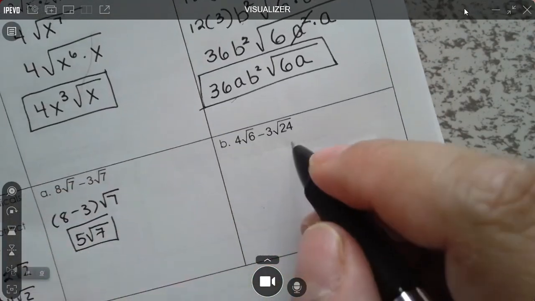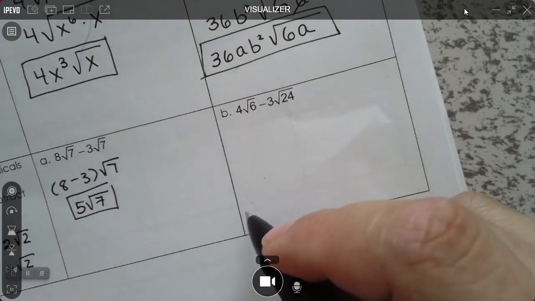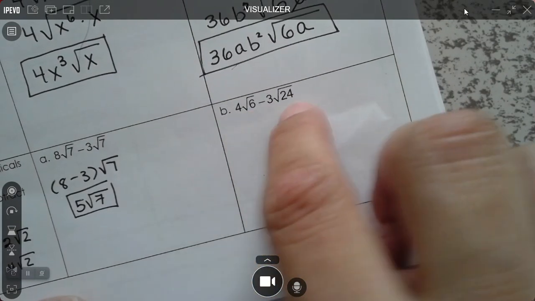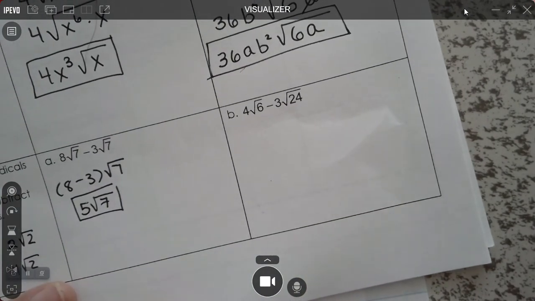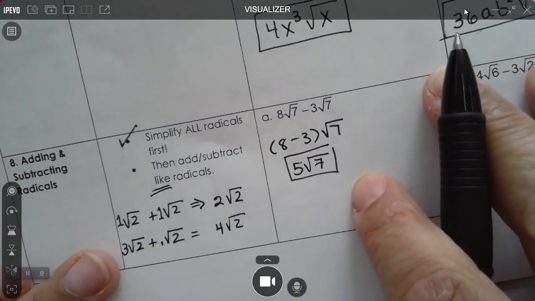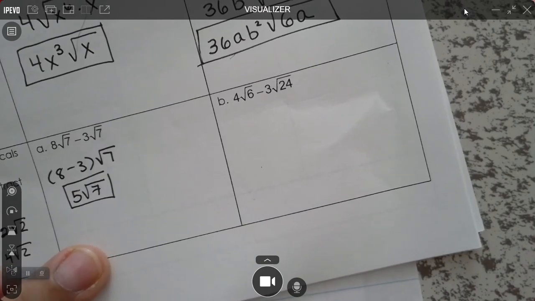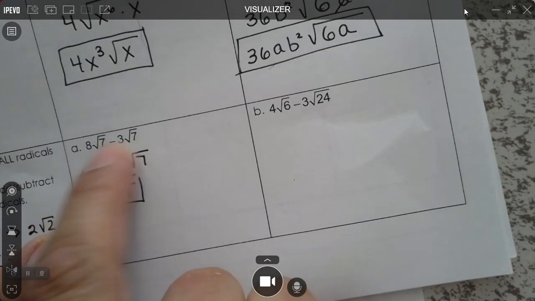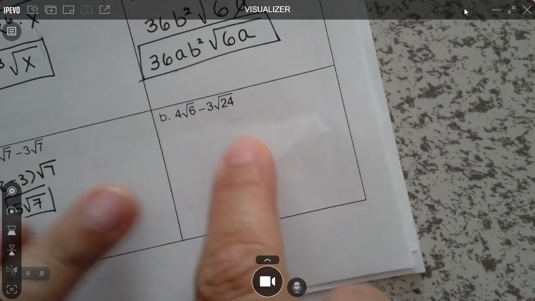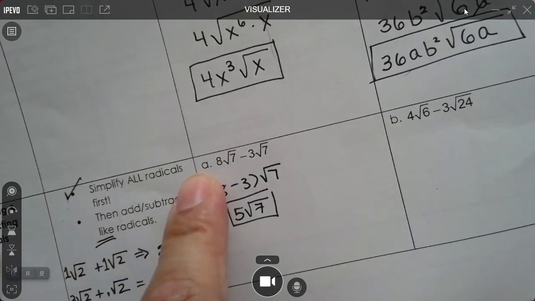Now, are these like terms, Gabby? Yes, are these two like terms? No, they're not because they don't have the same radical. Did you catch up? Why were we able to add these two? Okay, yes, they're not like terms. But the first thing that we have to do is simplify all the radicals.